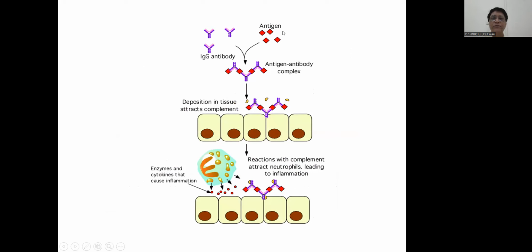The immunoglobulin antibody combines with the antigen, and that results in antigen antibody complex formation. It deposits in the tissue, it attracts complement, and then there is a reaction with the complement, which attracts neutrophils and the polymorphonuclear leukocytes. That leads to inflammation, that liberates enzymes and cytokines, and may cause tissue damage. So this whole phenomenon is initiated by the antibody combining with the antigen, and that antigen antibody complex initiates this sequence of events.